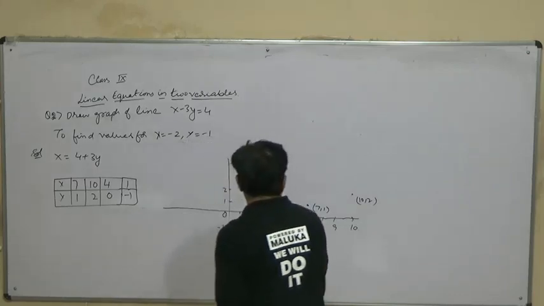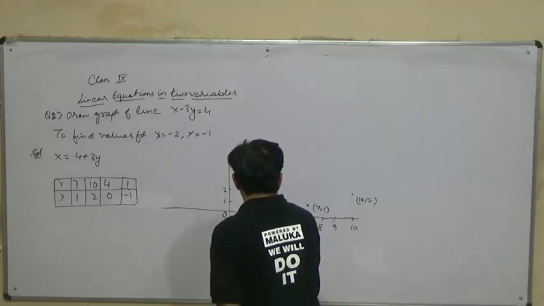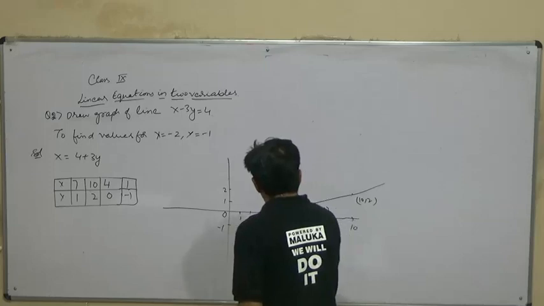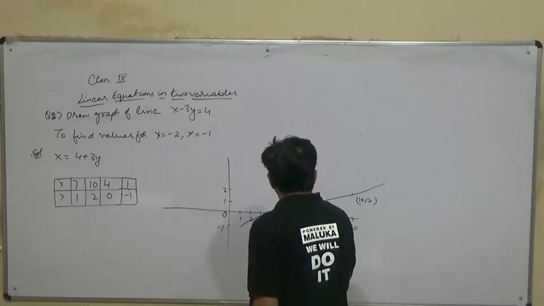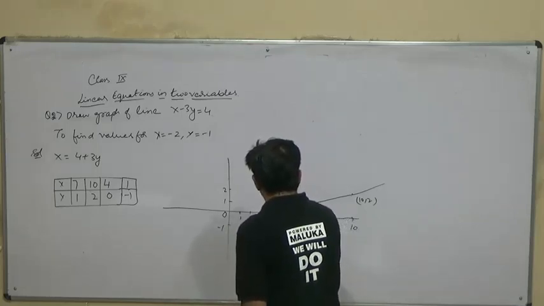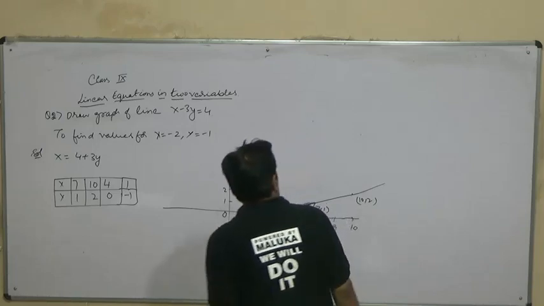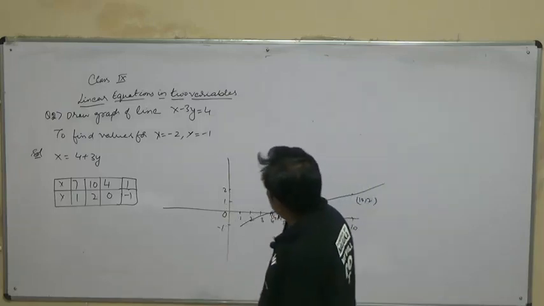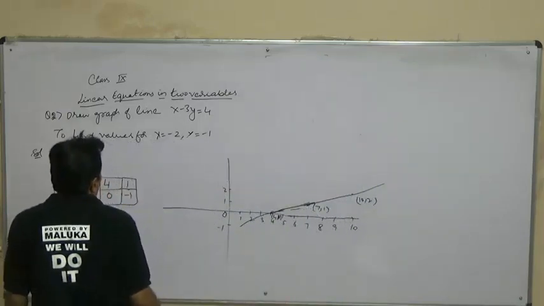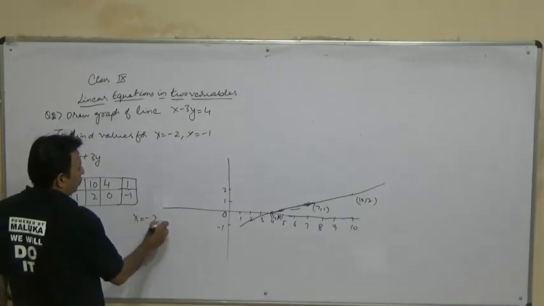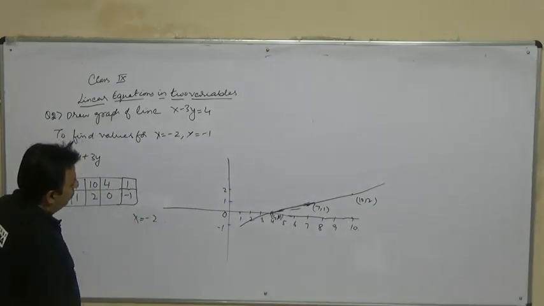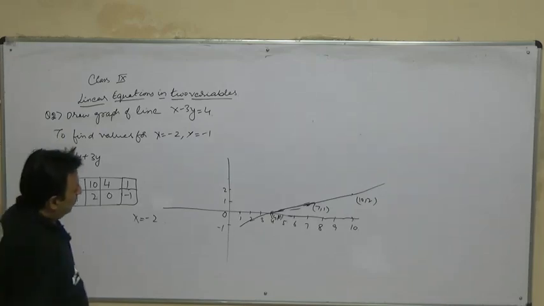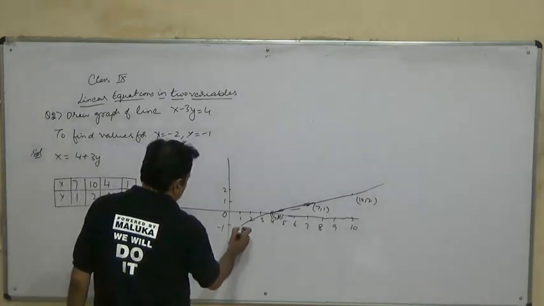Now join all these points. So we have joined this into a line. So that is why the graph comes like this. This will be your graph. So these are the four points. Now what do we want to check? We want to check for x equal to -2. What is the value of x when y is equal to -1? When y is -1, this is the point.